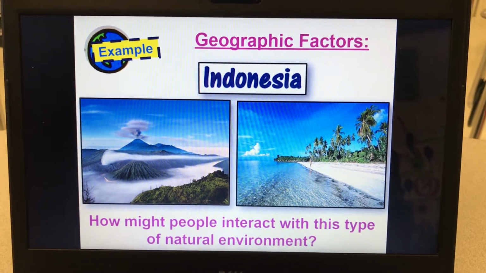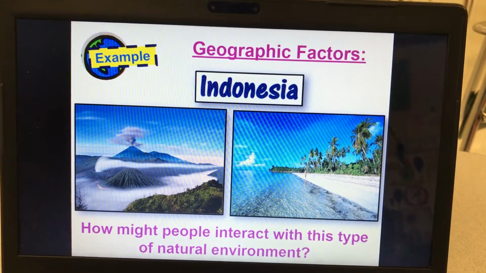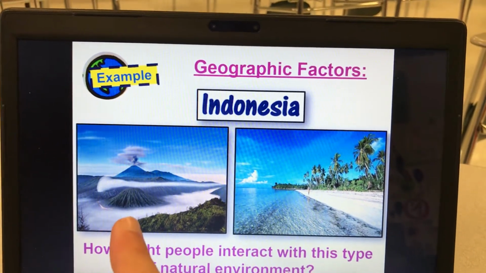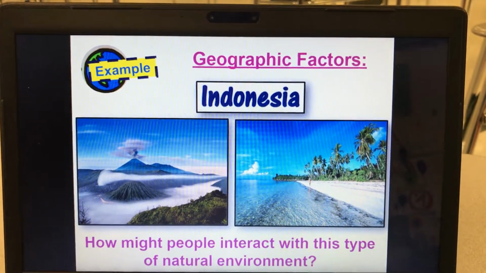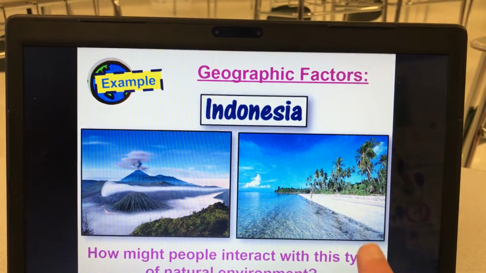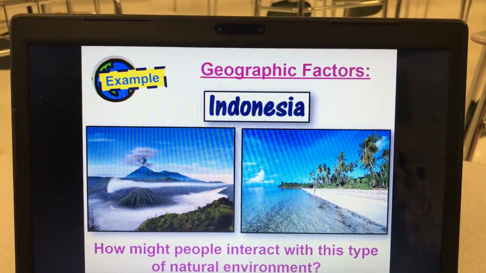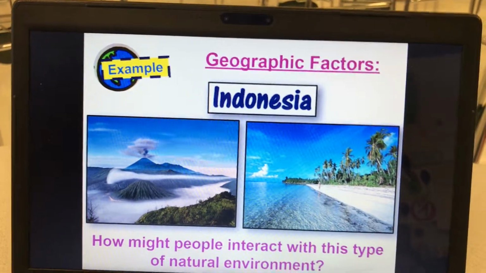So if we look here at some geographic factors of Indonesia, how might people interact with this type of natural environment? Well, we can see a volcano on this side, so a way to interact with that environment is to probably not interact with it at all, to get as far away from it as you can, whereas this one would be more of a relaxing environment and trying to keep it clean and fresh so that way people can enjoy its beauty.